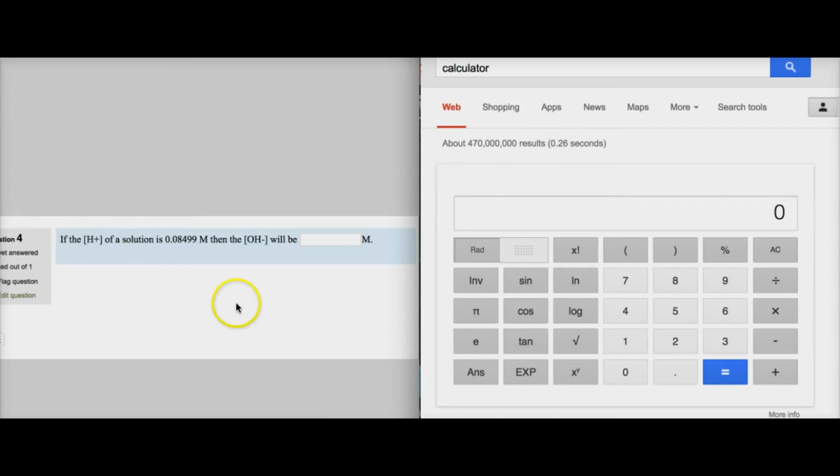So let's take a look at this problem on the left that we're going to solve using the Google calculator. It says, if the hydrogen ion concentration of a solution is 0.08499 moles per liter, then the hydroxide ion concentration will be blank moles per liter.